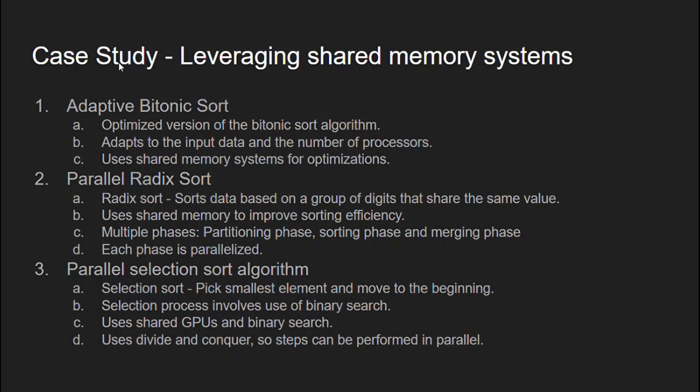We've talked about bitonic sort quite a lot in our previous slides. It is a pretty cool algorithm when it comes to parallel processing. Now we'll discuss a modified and optimized version of bitonic sort called the adaptive bitonic sort. Why is it called an adaptive bitonic sort? Well, it adapts to the input data, or rather the size of the input data and the number of processors. How are these optimizations done?